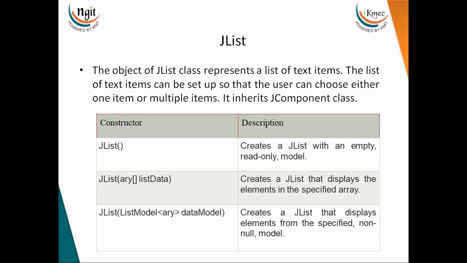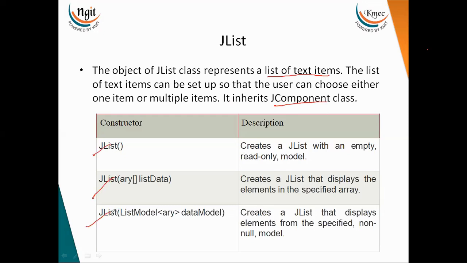Then coming to the JList, sir, I want to create a list of items as a single unit. Then we use this JList, right? It represents a list of text items. Basically the list of text items can be set up on top of the user choice. It's like a multiple choice, from which the user can choose any one of them. This JList also inherits from JComponent only.